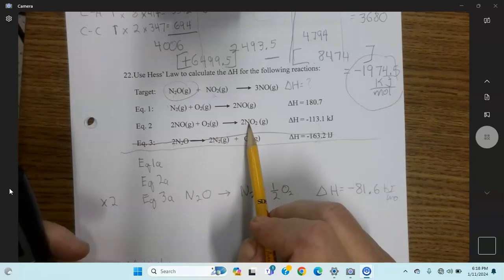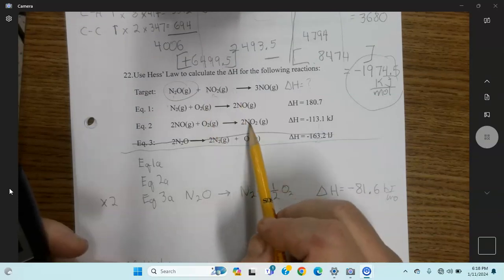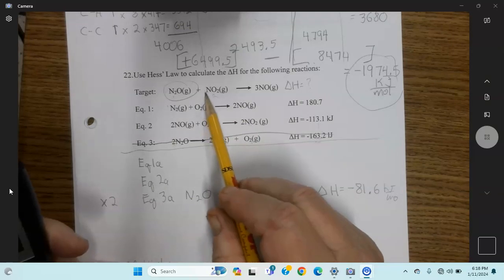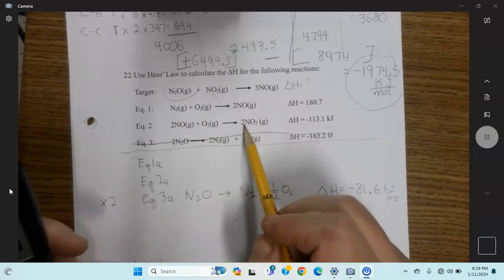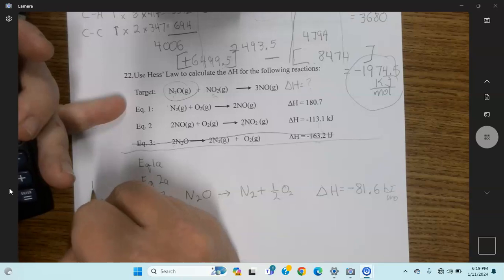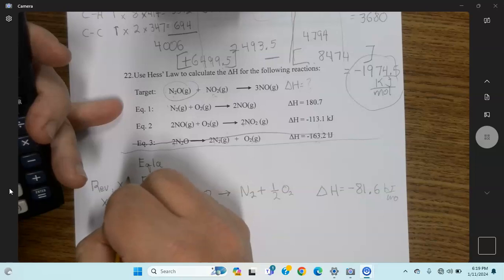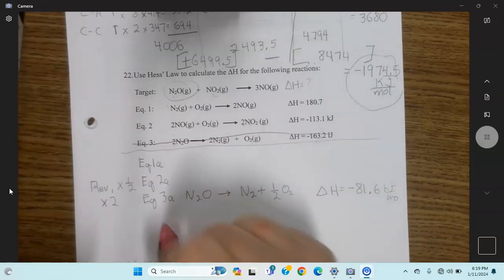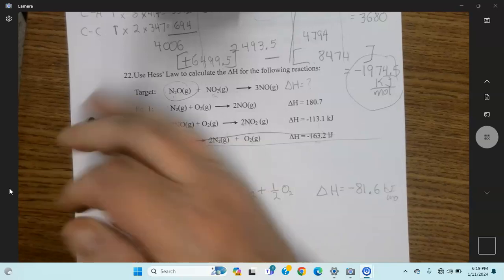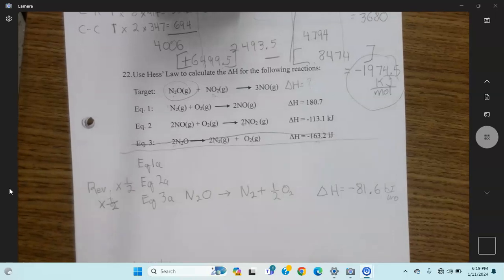Okay, so we look at it, and if we look at the target, there's NO2 on the left side of the arrow, and here it's on the right side of the arrow, and here the coefficient is 1, and here it's 2. So we need to do two things to this. We need to reverse it, and we need to multiply by 1/2. So I'm going to write that over here in my notes. Reverse and times 1/2. I put times 2 here. I hope you caught that. That was wrong. It was times 1/2 for number 3. Sorry about that.